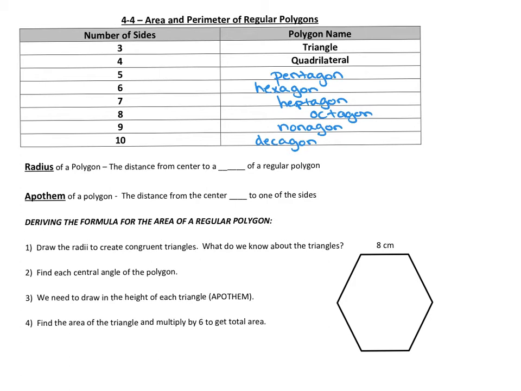So then we want to talk about the radius of a polygon. It's the distance from the center to a vertex of a regular polygon. So we go from the center to one of the angles, and that's a radius. We also have something called an apothem, which is the distance from the center perpendicular to one of the sides. So that is an apothem.